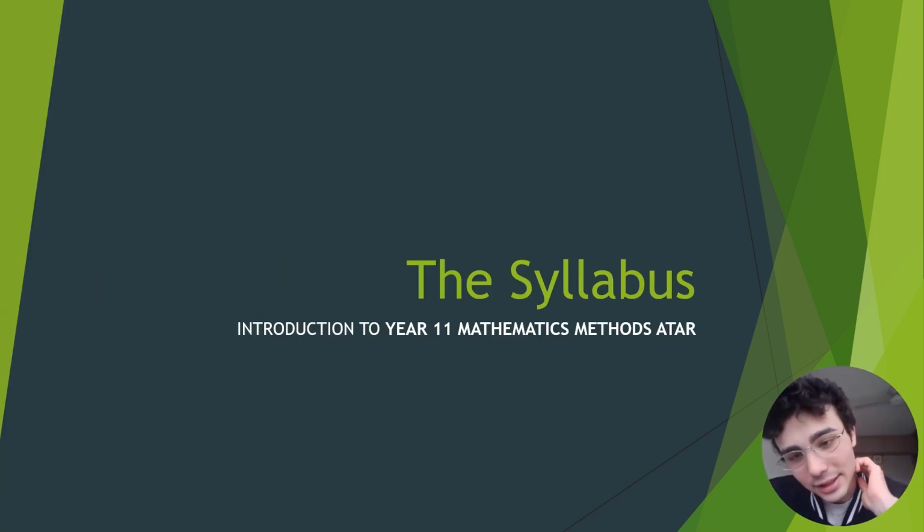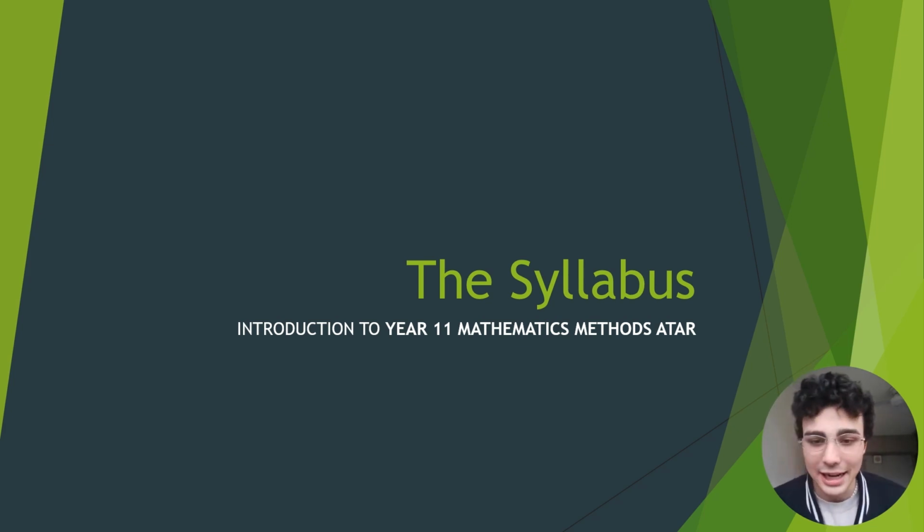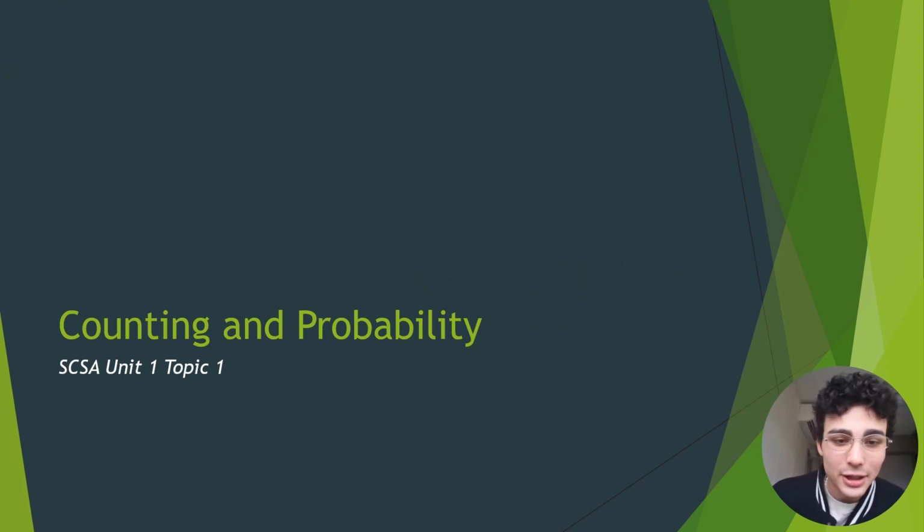Okay, so now we'll move on to the syllabus, and before I start, I acknowledge that I did get these bullet points for the concepts from the School Curriculum and Standards Authority website that I will link below in my description. Okay, let's get cracking. So the first topic I'll go over is counting and probability. This is listed as Unit 1, Topic 1 in the SCSA syllabus.